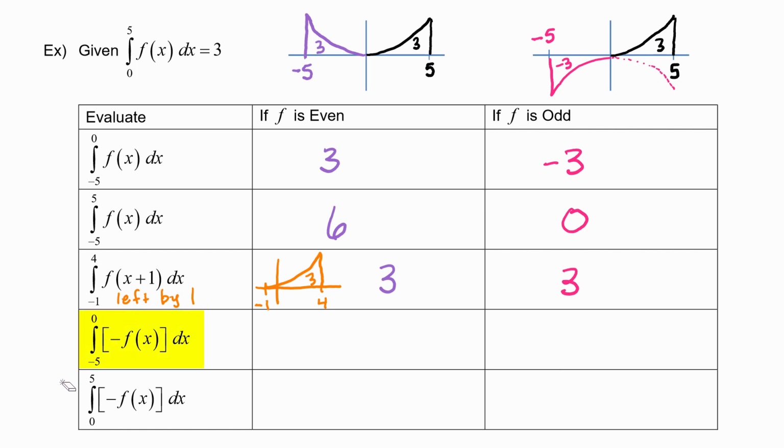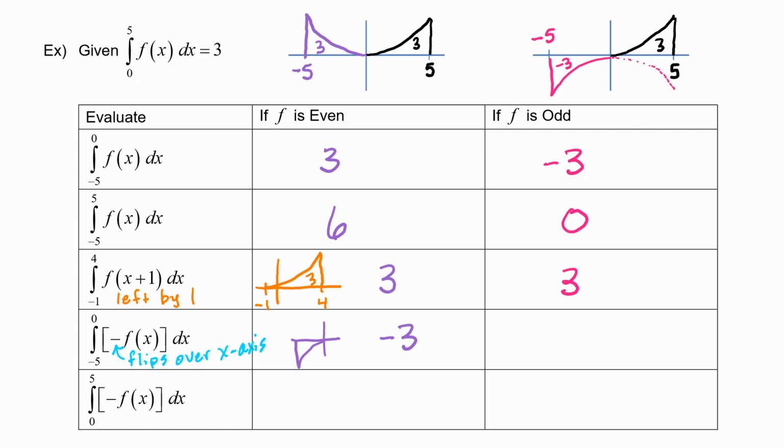Now here we have to evaluate the integral from -5 to 0 of negative f of x. Now that negative sign means it flips over the x-axis. So what you have to do is look at each graph. In the case of the even function, we have to take the part that's from -5 to 0 and flip it over the x-axis. So now it would be down here, which means we're going to get -3.